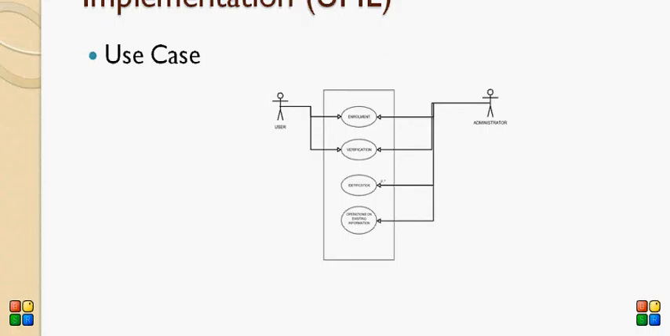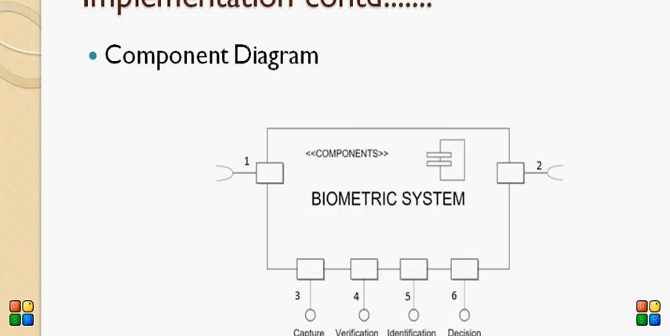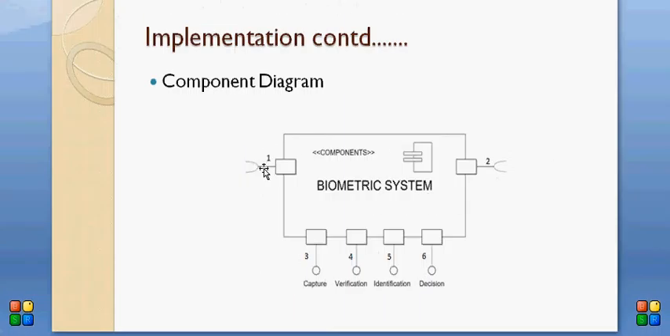The next diagram that I utilized was the component diagram. In the component diagram, as we can see, there are those numbers 1 and 2. 1 and 2 refer to required interfaces. That means this particular system can be interconnected with other ports and other systems to form a bigger system. So 1 would get input from the first component, and then it would be passed out through 2. 3, 4, 5, 6 are the provided interfaces that the system already has. That is the capture component, verification component, identification component, and decision component.